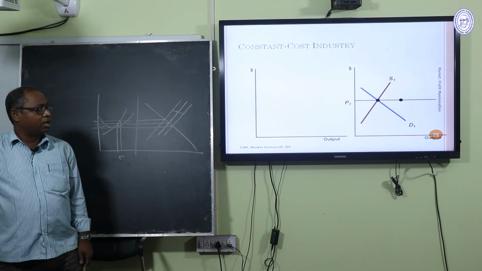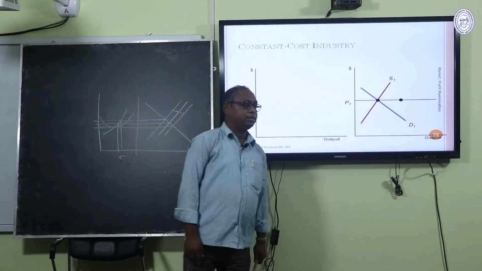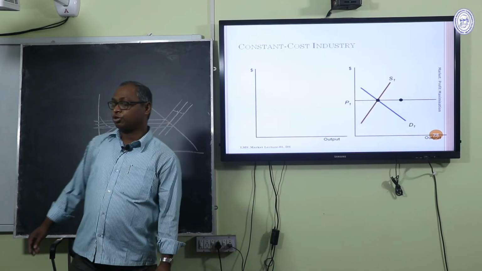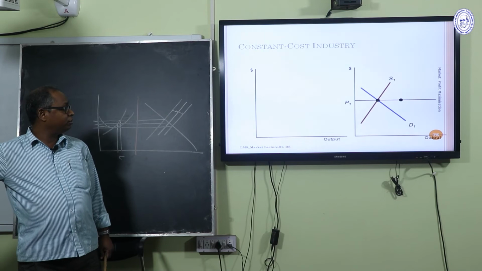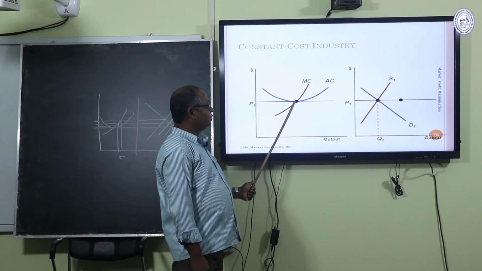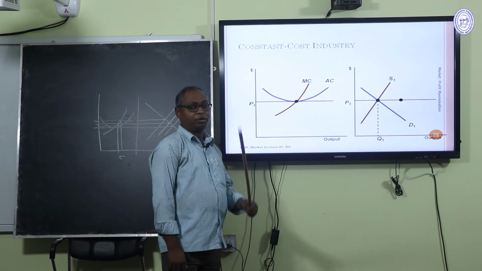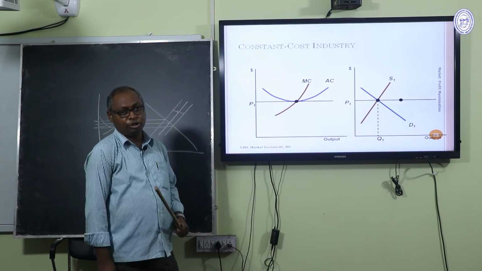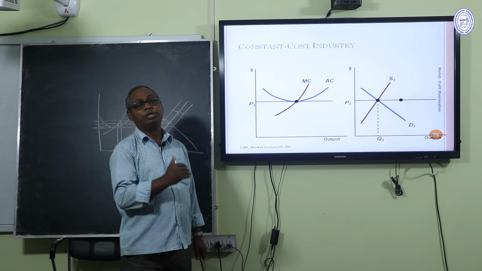Here this is the initial demand and supply curve of the industry, and corresponding to that we have the initial equilibrium situation of the firm here. So here there is zero economic profit. If there is no economic profit, only normal profit, then there is no incentive for the firm to go out or come into the industry.